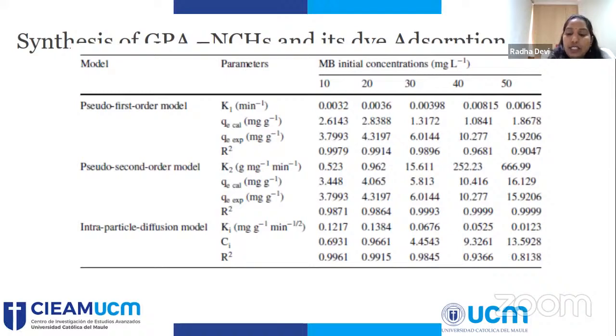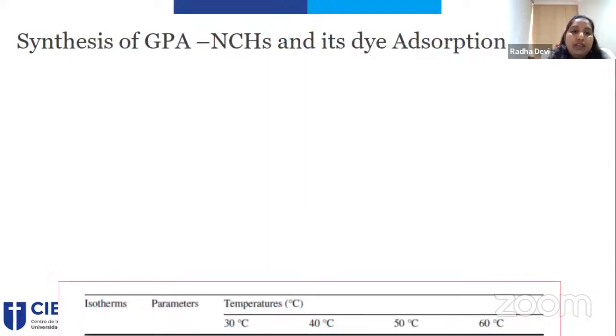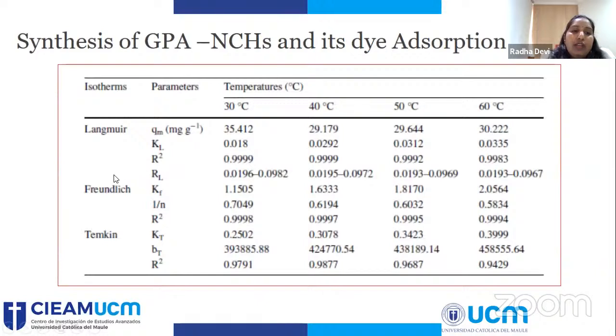Similarly, we also did the isotherm studies using different models like the Langmuir, Freundlich, and Temkin models at different temperatures, so 30, 40, 50, and 60 degrees centigrade. And we observed that the GPA nanocomposite hydrogels were following the Langmuir as well as the Freundlich model, where you can see the R square is around 0.999 at all the temperatures. Here also in Freundlich, we observed good adsorption at different temperatures.